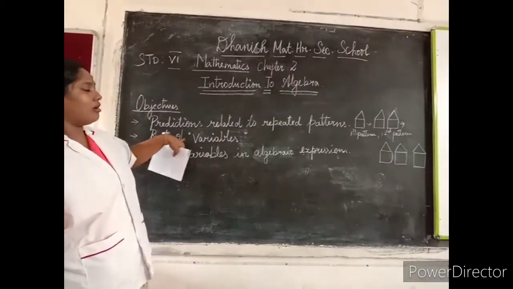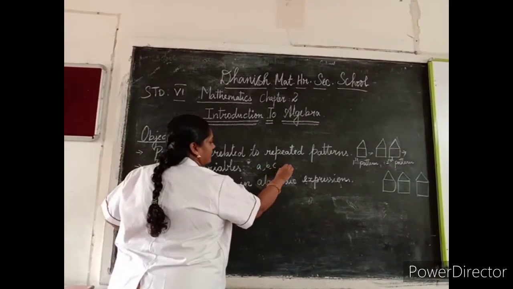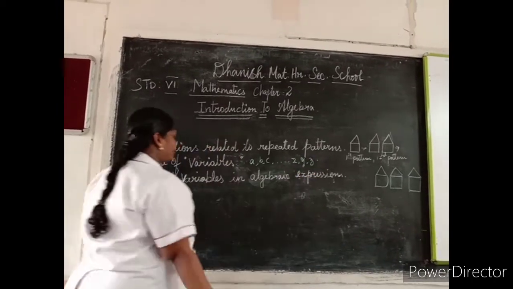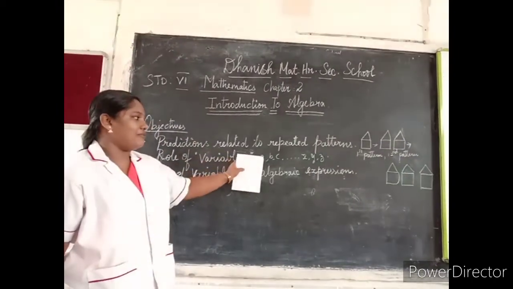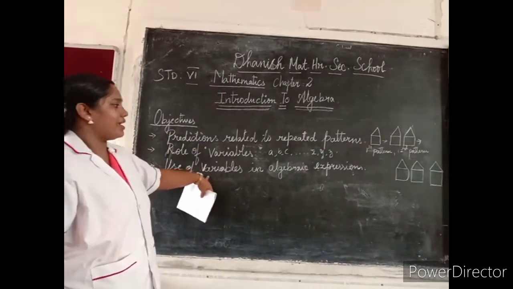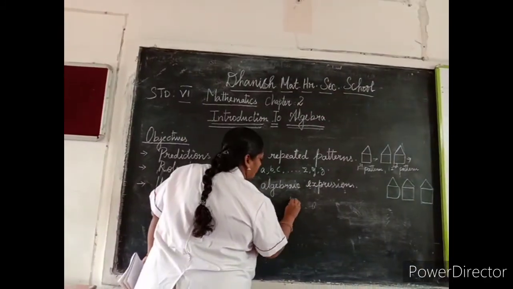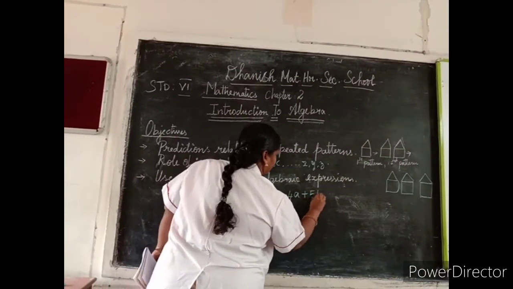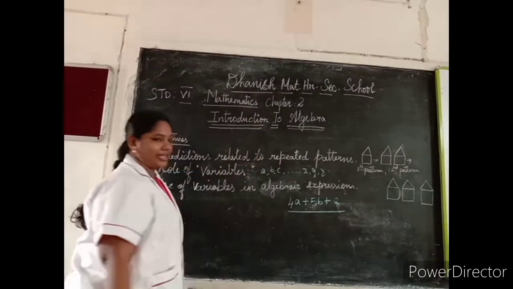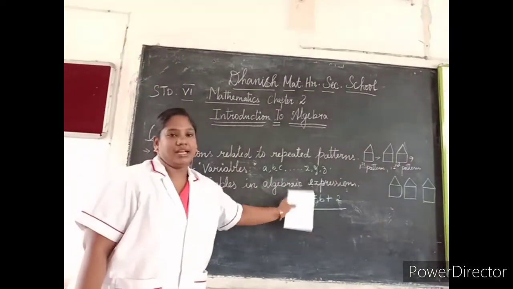And next is the role of variables. Variables are nothing but alphabets A, B, C up to X, Y, and Z. So we will be using alphabets in the place of numbers. And the next thing is the use of variables in algebraic expressions. It is nothing but, for example, 4a plus 5b plus 2. This is the algebraic expression. So we will be using the alphabets with the numbers.